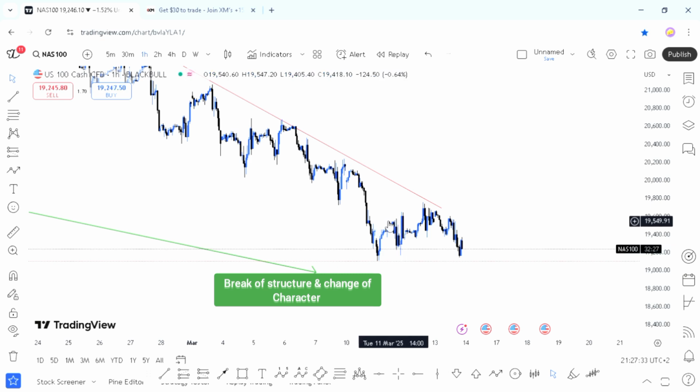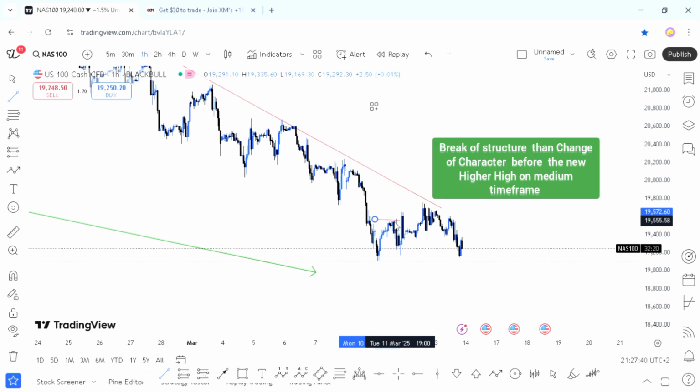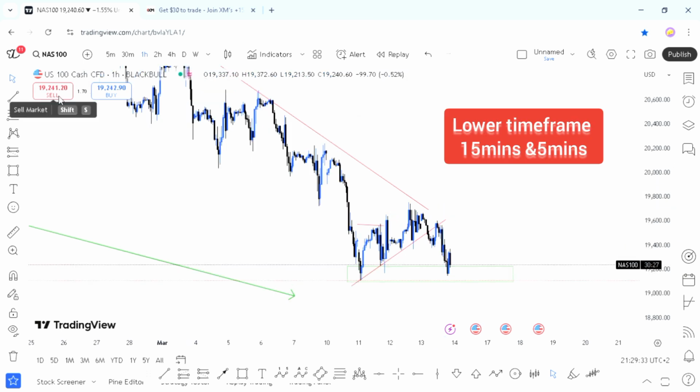And after we created a new higher high, we had a change of character. Look how price starts to behave, right? Because I believe that on our higher time frame, the market is now at the point of interest.